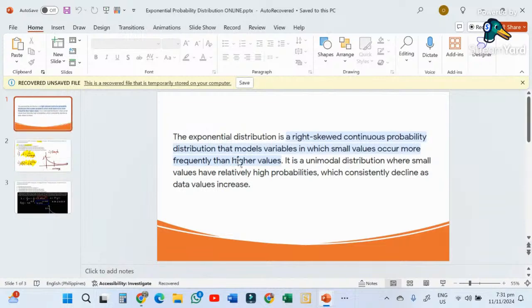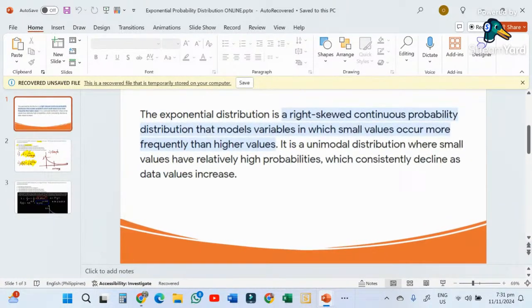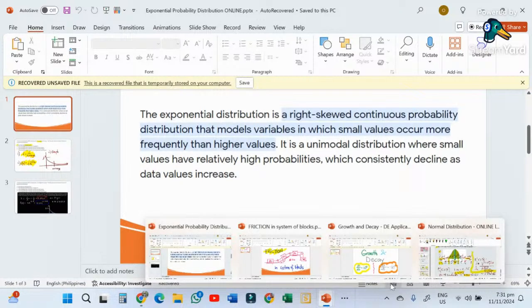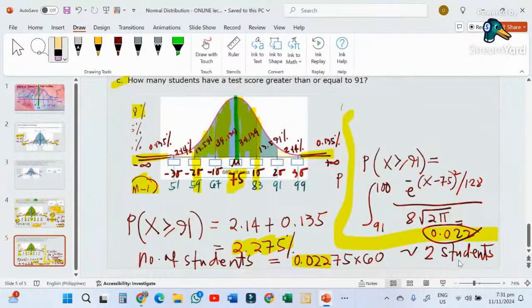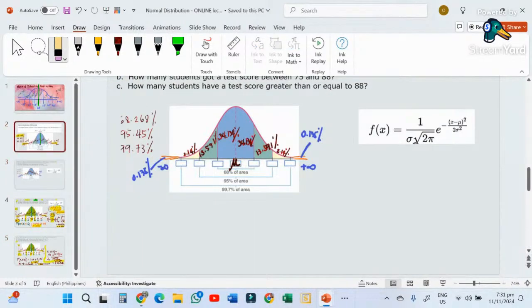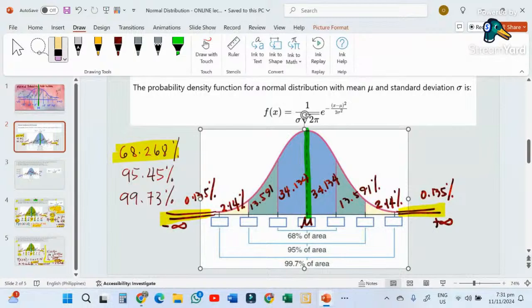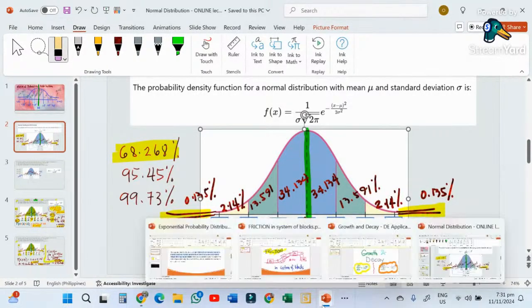Right. So we now move on to exponential distribution. It's a right skewed, continuous probability distribution. So let me just compare it with the normal distribution. For the normal distribution, you have this bit here. Exponential.